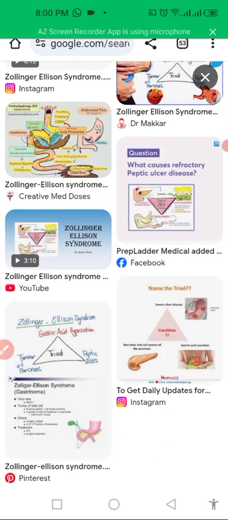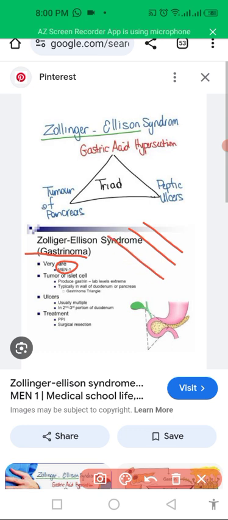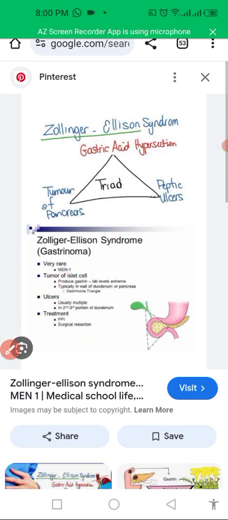So in this way, we can say that Zollinger-Ellison syndrome is a condition which must be managed, and it is associated with multiple endocrine neoplasia type 1, in which pituitary, pancreatic, and parathyroid hormone related tumors can arise. Pancreatic islet tumor, gastrinoma, a secreting tumor, results in ulcer. Treatment is PPI with surgical resection of the affected tumor.